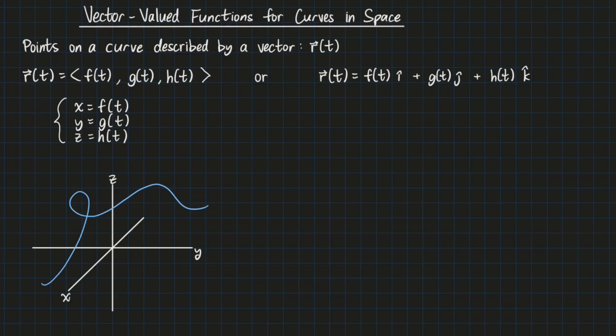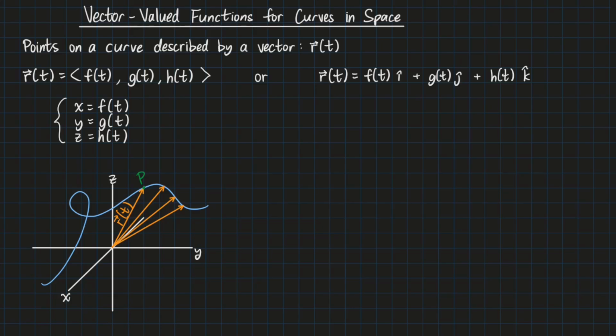So let's say we have a curve going through 3D space. We have a vector r of t that starts at the origin, and its terminal point is a point on the curve. The point that r of t points to on the curve has an x, y, and z position, and those positions are described by the functions f of t, g of t, and h of t. So in this case, t is the independent variable, and each position, x, y, and z, are dependent variables. And whenever we change the value of t, we have new vectors pointing to different points along the curve.